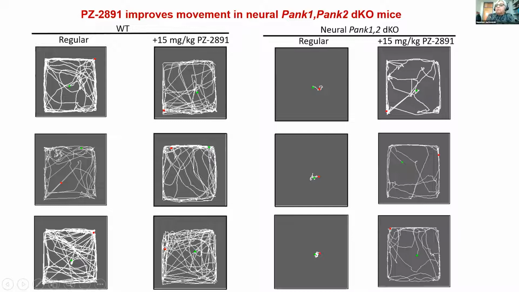In the right panel, the mouse model with PANK1 and 2 knocked out in neurons only had serious issues with movement and had intermittent tremors. Treatment with the pantazine significantly improved the locomotion of the animals. And this behavioral test was done just before we harvested the animals to measure brain CoA levels.